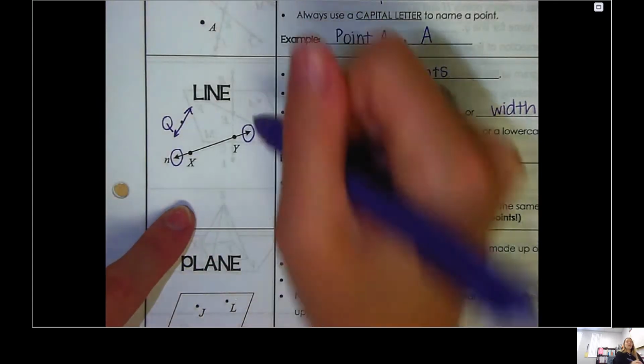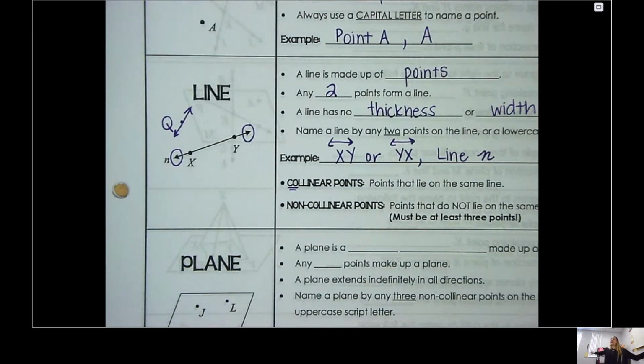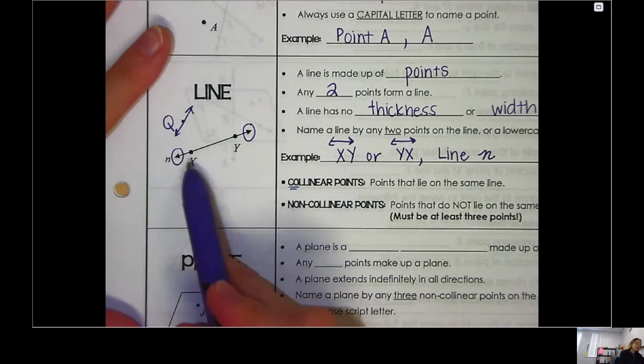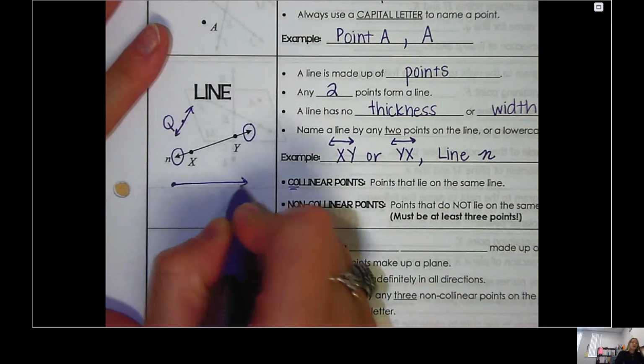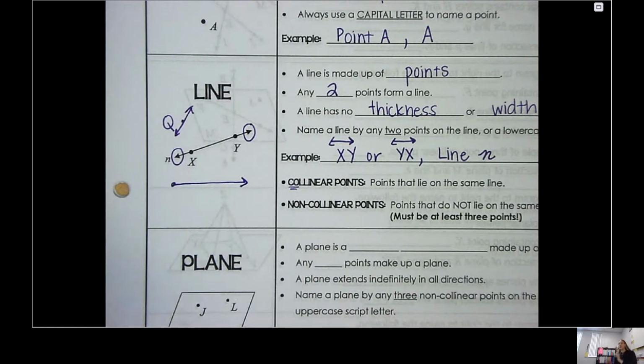It keeps going, yes, and it keeps going in both directions. So the arrow means it goes on forever and ever and ever. It never ends. That's important. A line goes on forever and ever in both directions. There is another piece that looks very similar to a line. Looks like this. It starts with a point and goes only in one direction. That's called a ray.